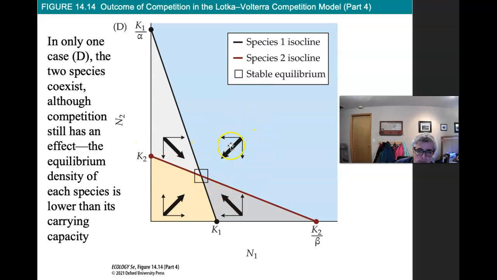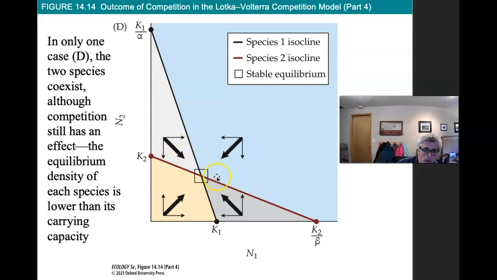So if we're in this space, we're over abundance for both of them. It's going to lead to a decline. If we're in this space, we're under our isocline for both of them, which is going to lead to an increase. In this space, we're over species 1 and below species 2, so it's going to lead to a decrease in species 1 and an increase of species 2, resulting in hitting this equilibrium here. And if we're in this space, we're over for species 2, so we'll decline species 2, and we're under for species 1, which will result in an equilibrium here.